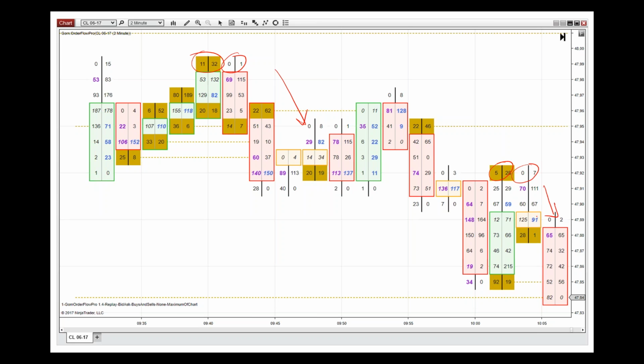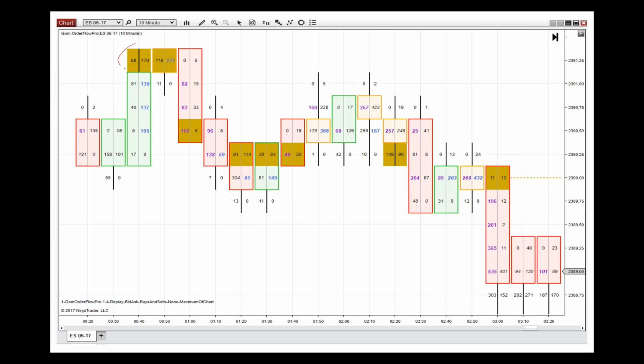Okay. It's really a setup that occurs quite rarely actually, and I don't trade it, but I know that people use it. Another example here, unfinished auction here, auction is finished here, with a zero here, and market goes down. Okay.